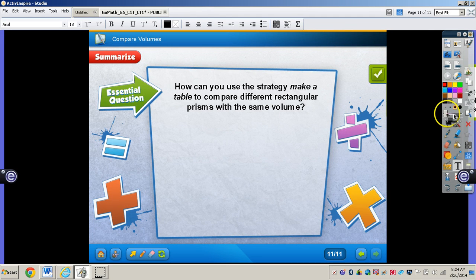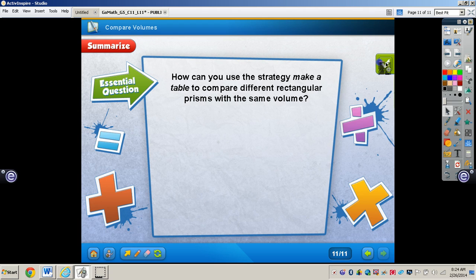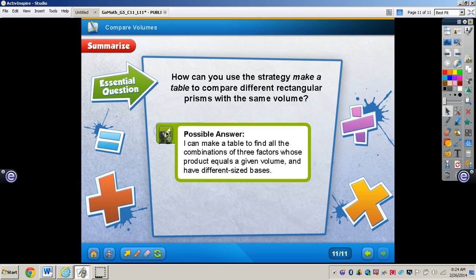Now our essential question was, how can you use the strategy make a table to compare different rectangular prisms? I can make a table to find all the combinations of 3 factors whose product equals a given volume and have different sized bases. If you have any questions about this concept, please come and see me.